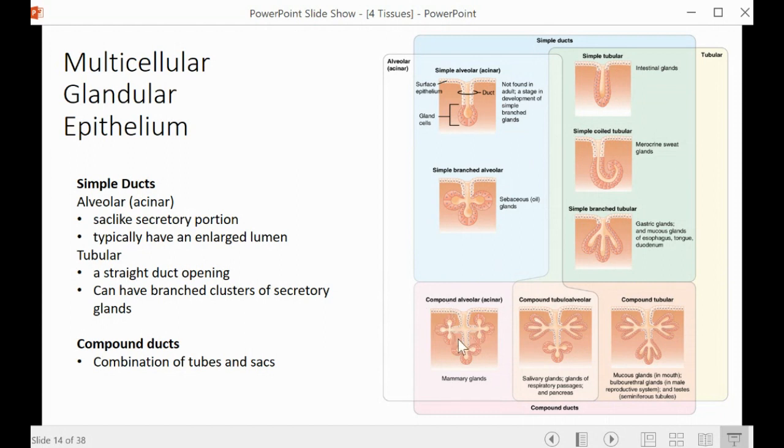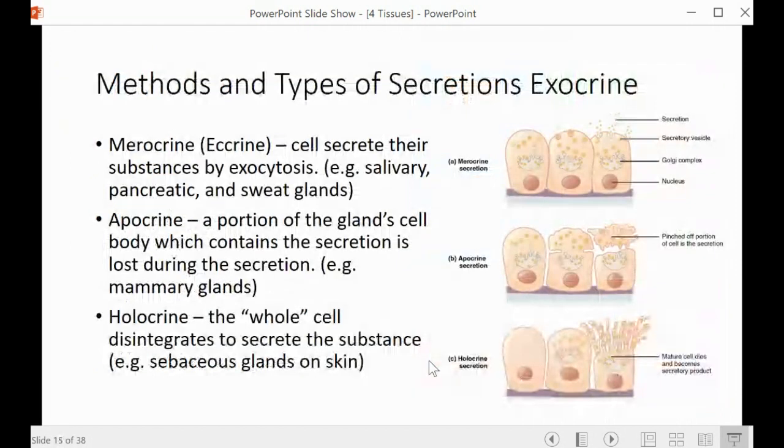So here's a compound alveolar, compound tubular, and to make it even more complicated and fun, we can also have compound tubulo-alveolar. Fun, right? So how do we get these secretions out of us? Well, there's different types of secretions for these exocrine glands.